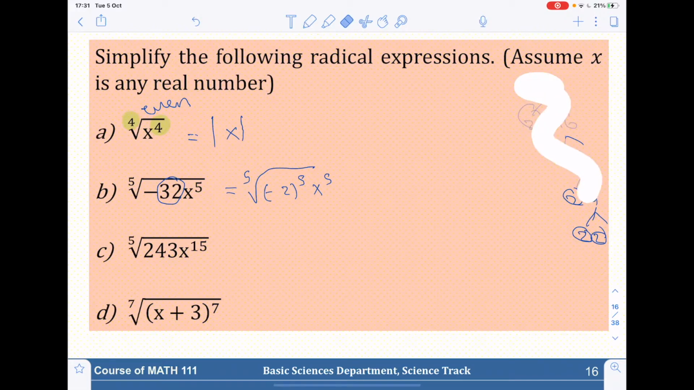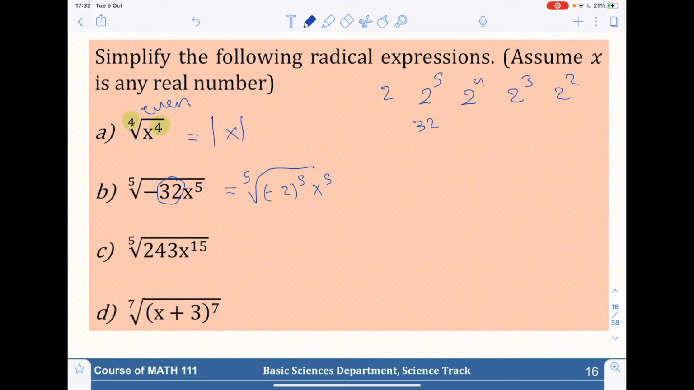I would recommend you keep in mind 2 to the power 5, 2 to the power 4, 2 to the power 3, 2 to the power 2. Here is 32 also, 2 to the power 6 is 64, and the others are 16, 8, and 4. Also 3 to the power 2, 3 to the power 3, and 3 to the power 4: 9, 27, and 81. These are popular powers. I want you to keep them in your mind.